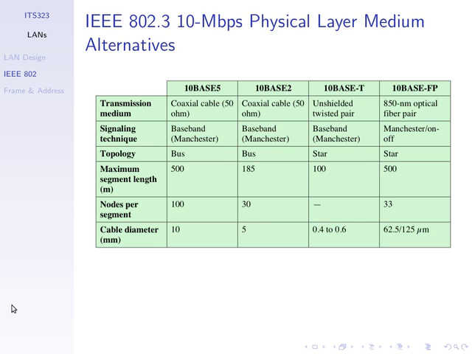This is just summarizing some of the technical characteristics of the 10 megabit per second physical layer. In fact, you could use coaxial cable, unshielded twisted pair, even optical fiber. But the most common was coaxial cable. Manchester, you remember Manchester encoding, or at least we mentioned it before the midterm. So these technologies are using some of the signal encoding techniques we introduced and talked about before the midterm. And the most common was a bus topology using coaxial cable.